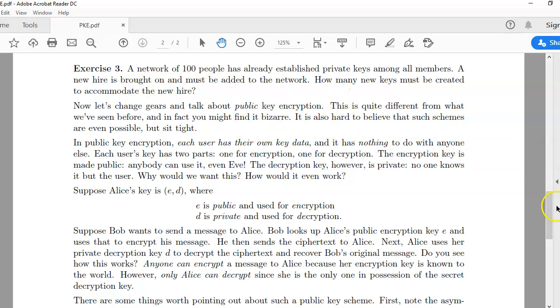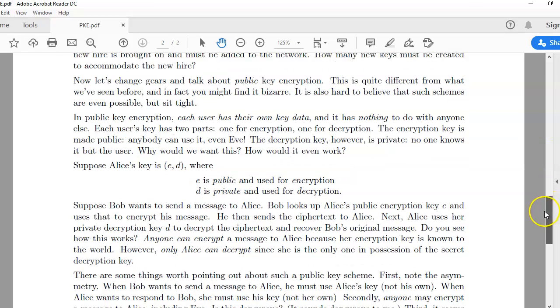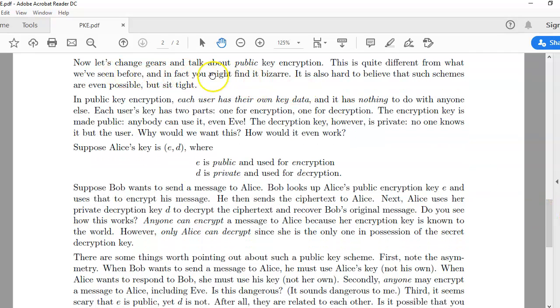Right? So now I want to talk about what is different about public key schemes, right? So now let's change gears and talk about public key encryption. Now you're going to find this really, really different from private systems. And in fact, you might even find it weird or bizarre or even hard to believe that such schemes even exist and are possible and are safe. They are, but you got to sit tight. We've got to learn this stuff first. It's kind of a miracle that public key systems even exist and are safe for use. But let me tell you what a public key system is.